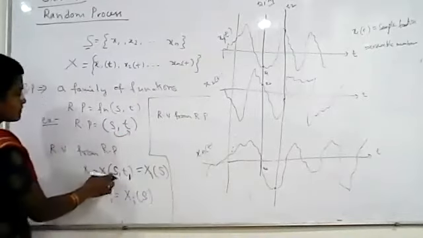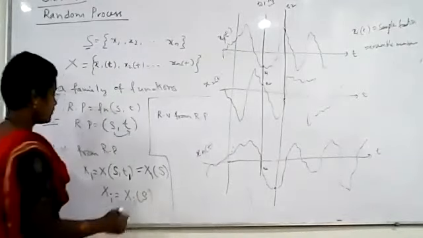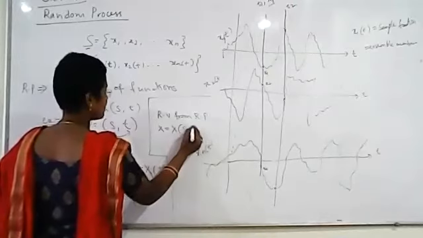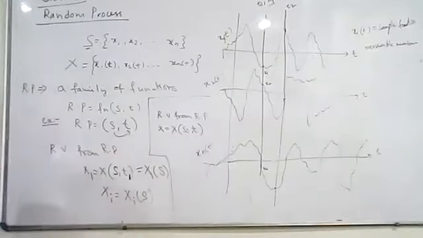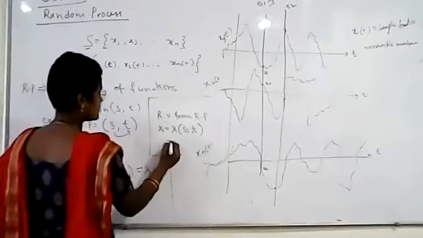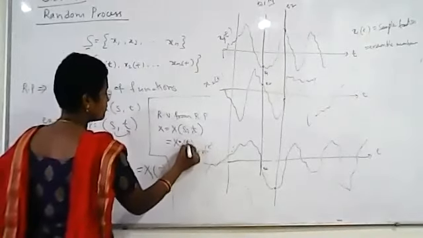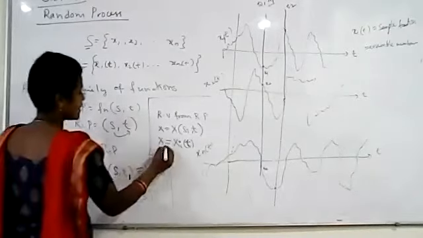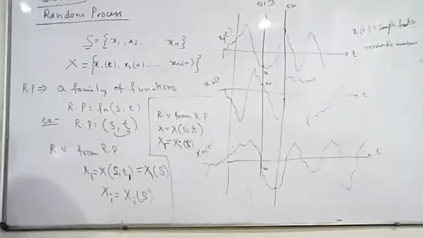What we have done here is fix the time and vary the s value. Now we fix the s value and vary the time. Since the s value is fixed, it is a function of the variable t, so it can be written as xi is equal to xi of t. That is, the sample space is fixed, whereas time is varying.